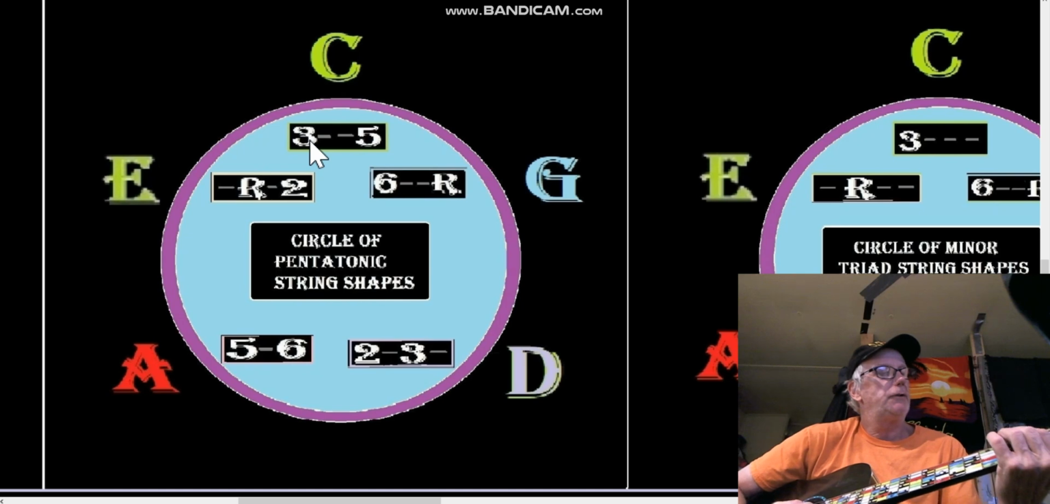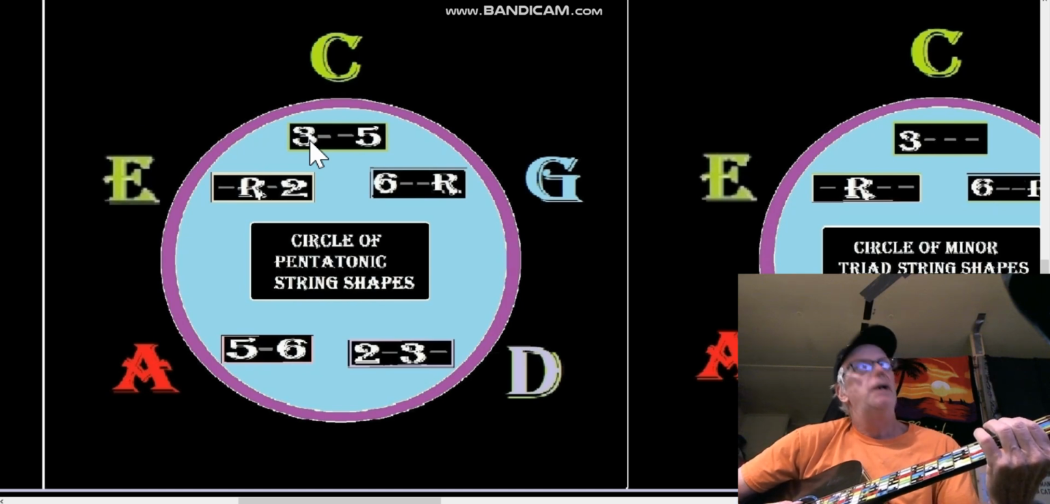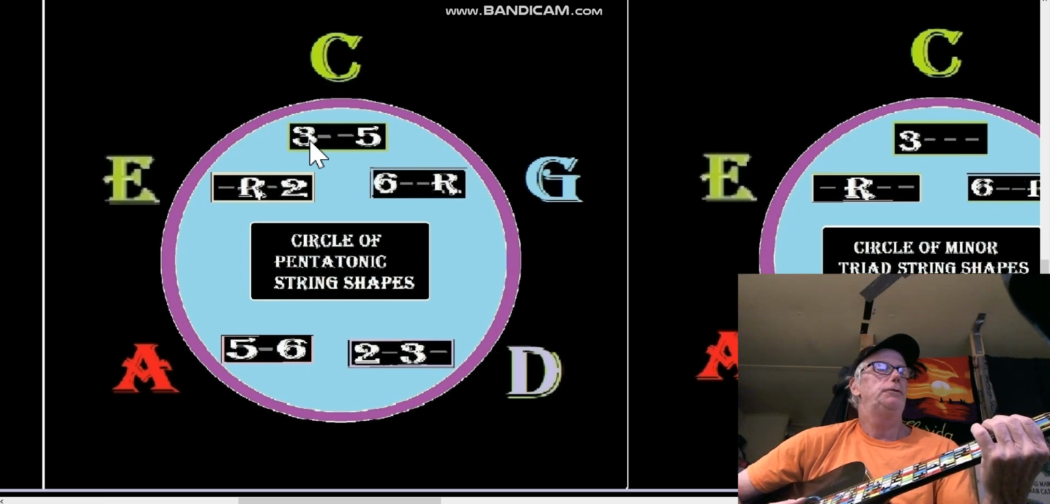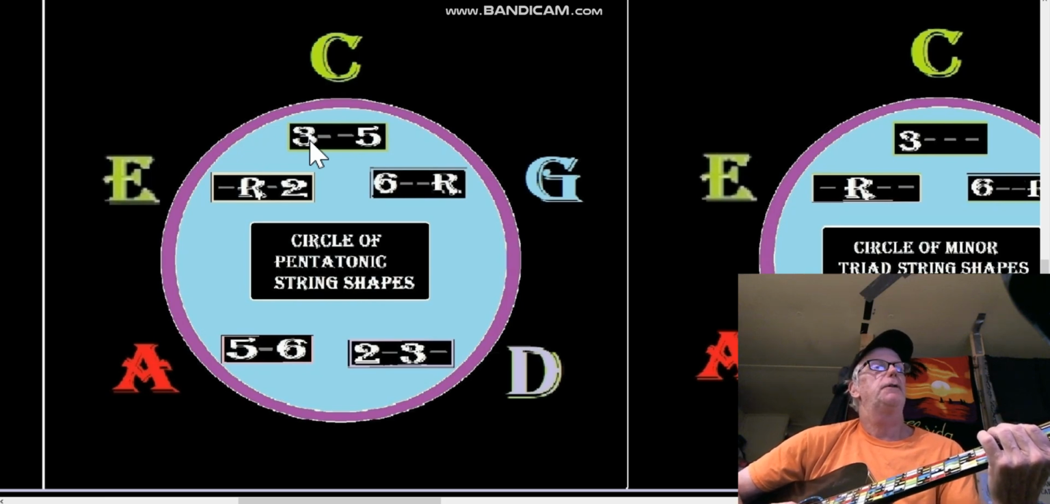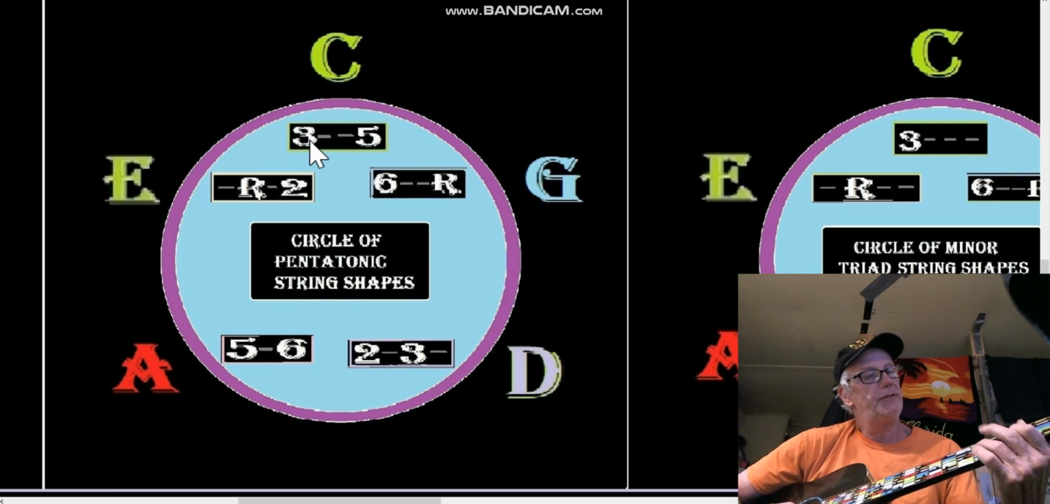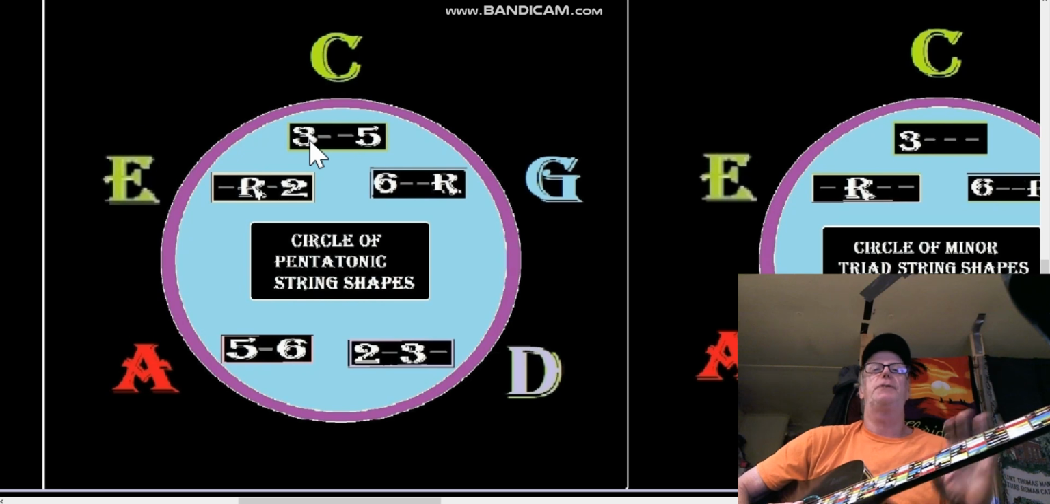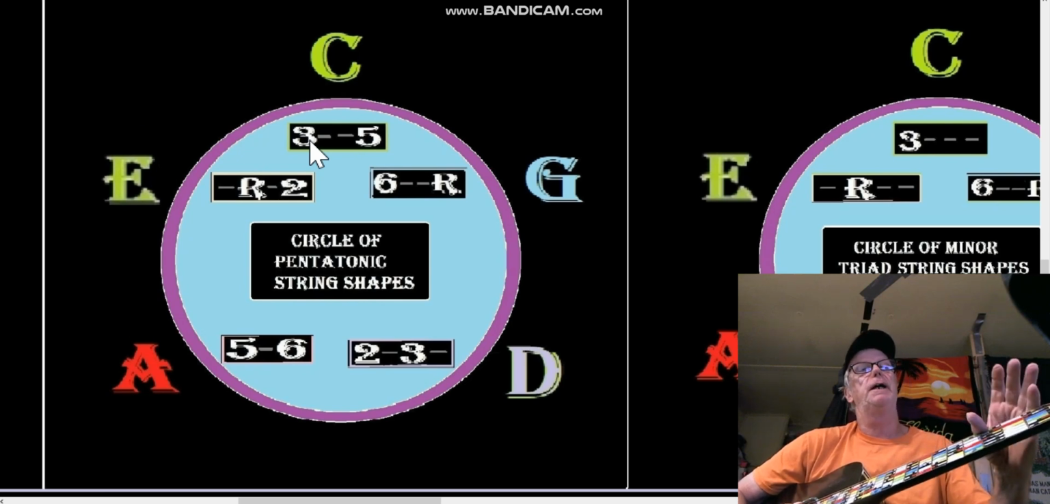The long pattern in pentatonic goes root 2, 3, 4, 5, 6, root 2, 3, 5, 6, root 2. That's the long pattern pentatonic. We're not going to worry about that right now.